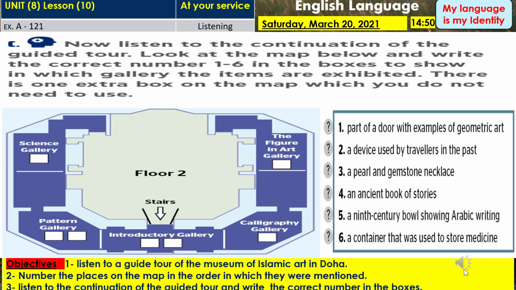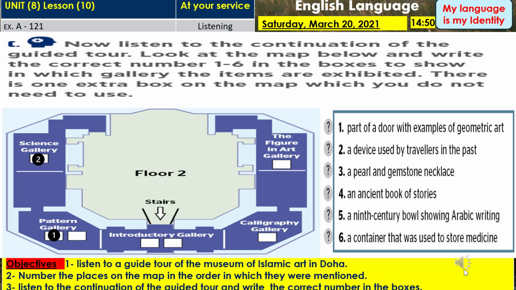Now, after we have listened, we will start to answer the questions. Number 1, Pattern Gallery. Number 2, Science Gallery.